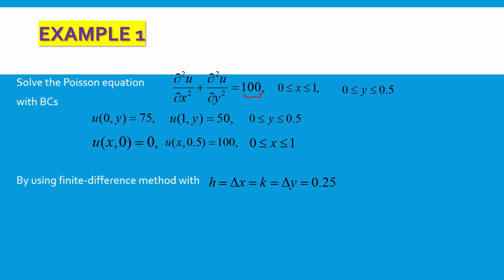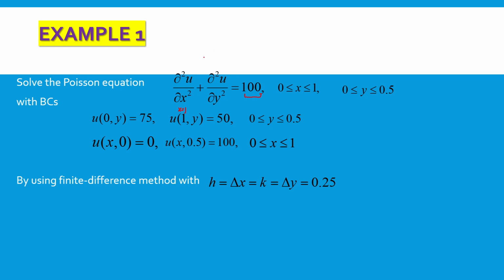Aini, Kalisa. So u 0 y equal to 75, where will you put it? The left. Left, correct. Thank you. u 1 y equal to 50, Dayang. Where do you put it? Bottom. Okay, where is this bottom? When x equal to 1.